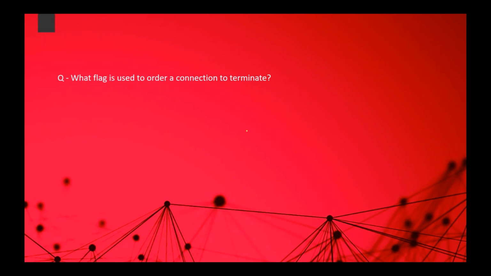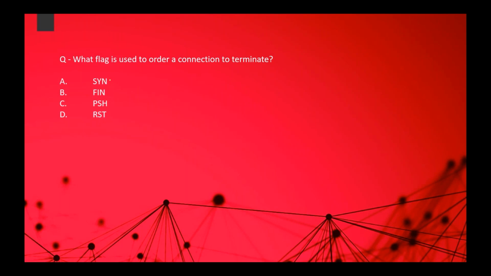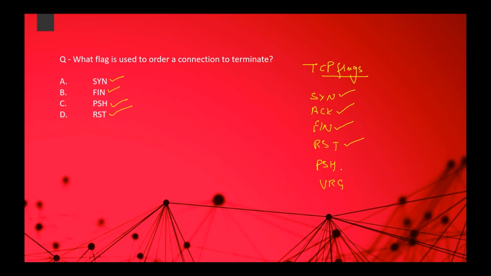Now, next question. What flag is used to order a connection to terminate? Fin. Okay, let's see the options. We have SYN, we have FIN, we have PSH, we have RST. Now, there are a total of 6 flags in TCP, right? So, we discussed TCP flags. We have SYN, ACK, FIN, RST, push, and urgent, right?